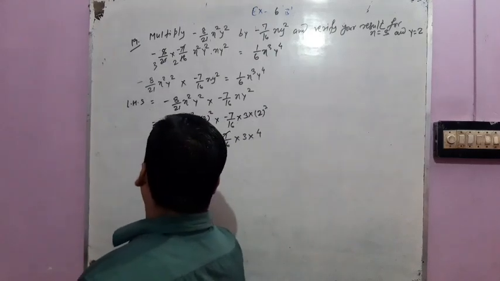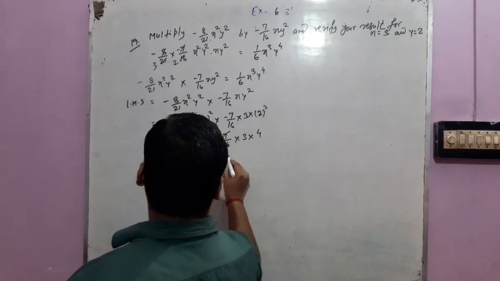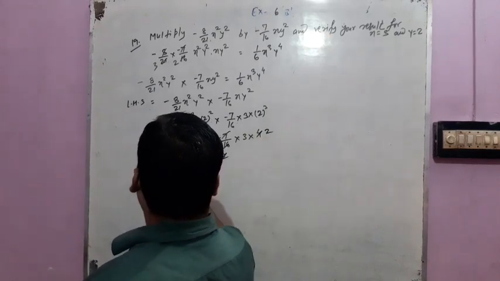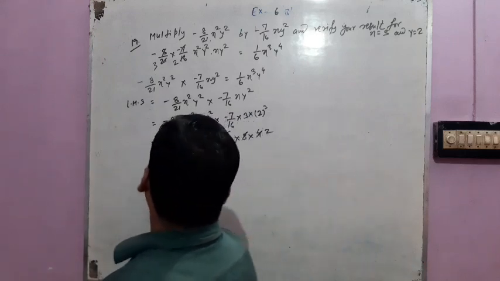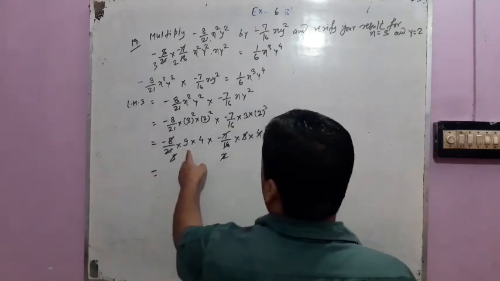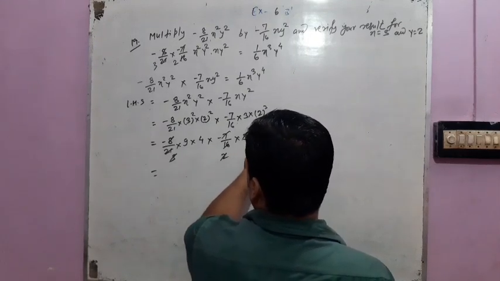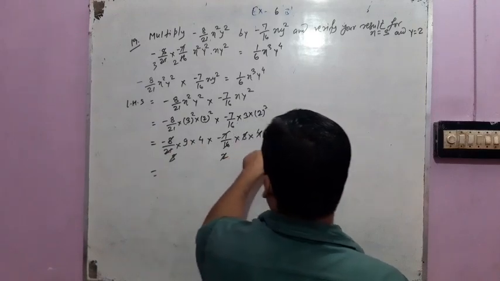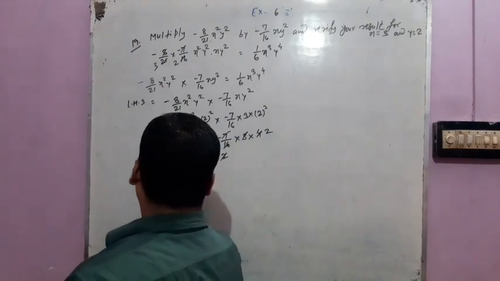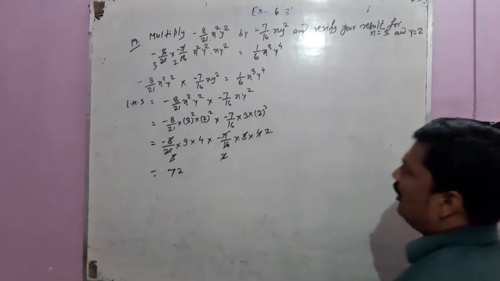7 threes are 21 and 8 twos are 16. Now 2 twos are 4 and 3 both are cancelled with each other. Now what remains here, student? 9 fours are 36 and 36 twos are 72. Any confusion, students? 9 fours are 36 and 36 twos are 72 here. Minus minus plus. Any doubts? I hope no doubt there.